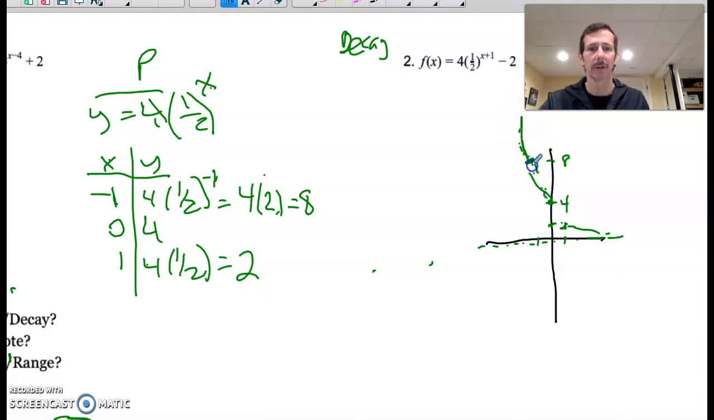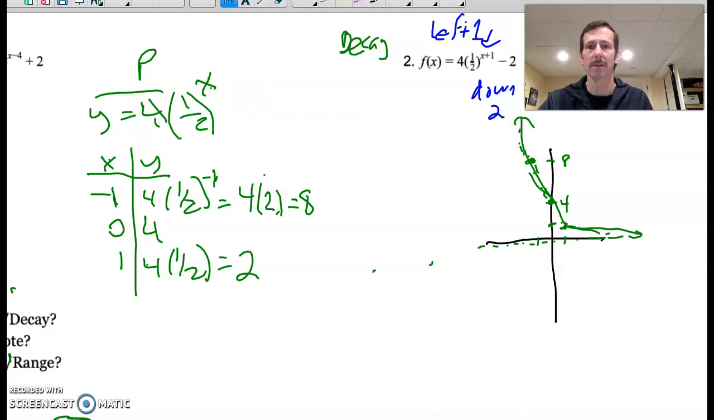All right, I'm just going to draw it. I'm not going to try to dash it. And it levels off. So what we're going to do is we're going to transform that now. And our transformations are right here, which is left 1, because it's a +1. And this is a down 2.